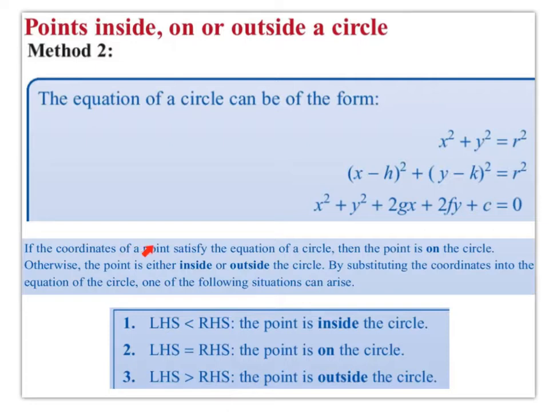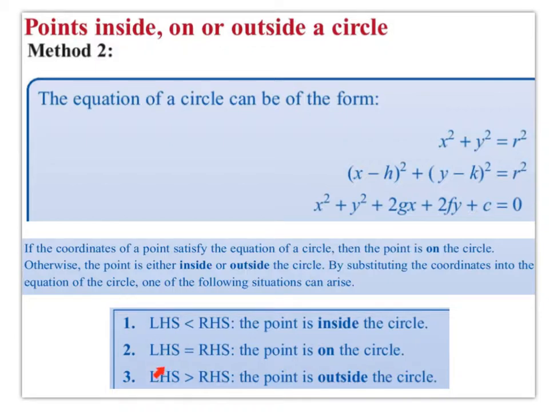If the coordinates of a point satisfy the equation of a circle, then the point is on the circle. Otherwise, the point is either inside or outside the circle. By substituting the coordinates into the equation of the circle, one of the following situations can arise. The left-hand side is less than the right-hand side, so the point is inside the circle. The left-hand side is equal to the right-hand side, the point is on the circle. The left-hand side is greater than the right-hand side, the point is outside the circle.